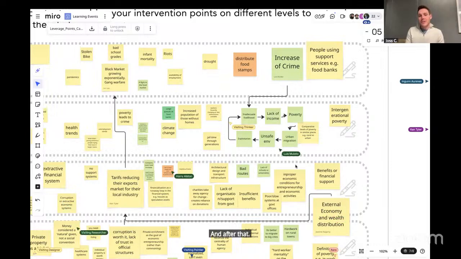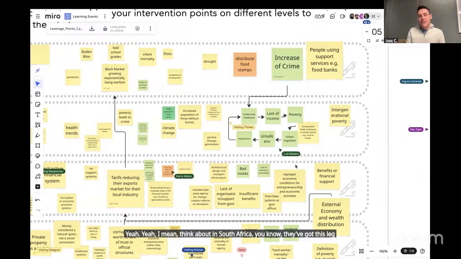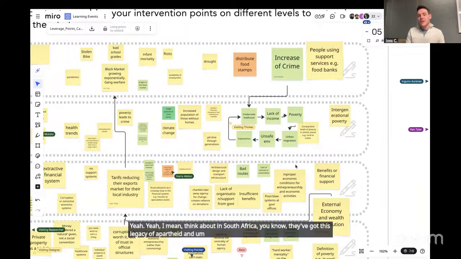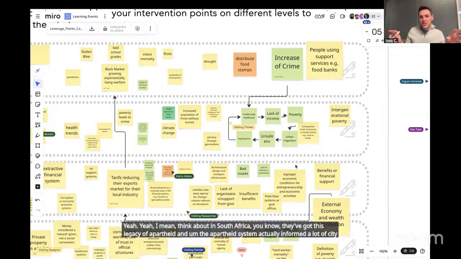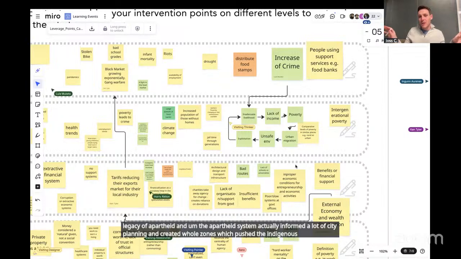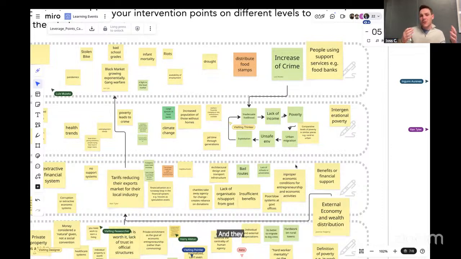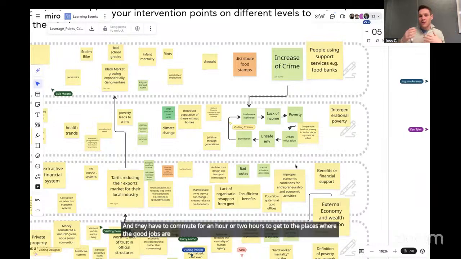Yeah, think about South Africa. They got this legacy of apartheid, and the apartheid system actually informed a lot of city planning and created whole zones which pushed the indigenous people out to the suburb areas. That structure still persists, and they have to commute for an hour or 2 hours to get to the places where the good jobs are in the city, right? So all your time's gone like that.